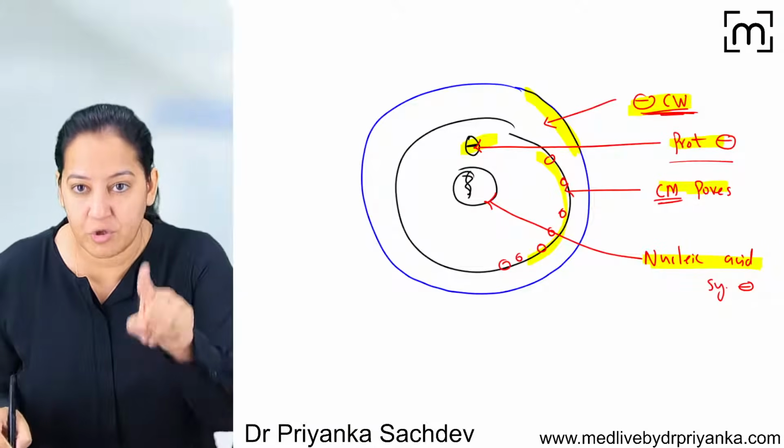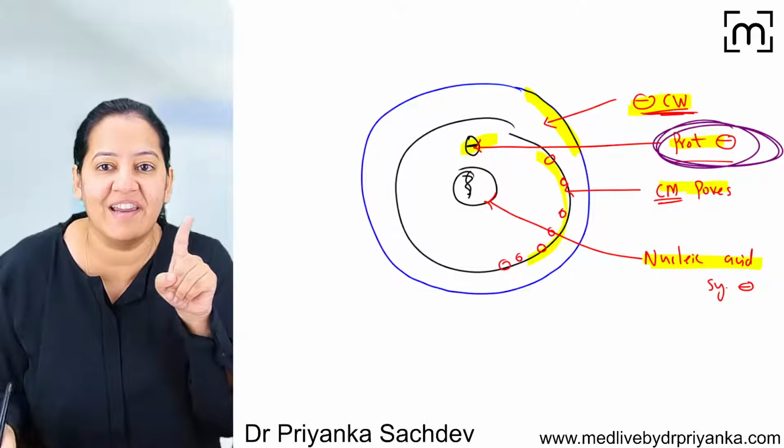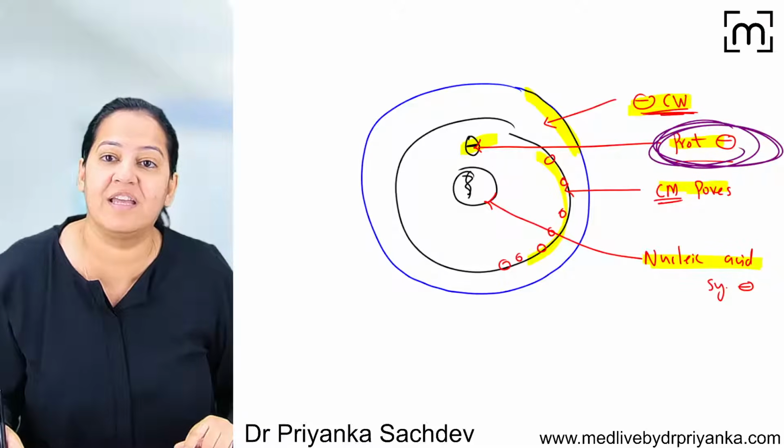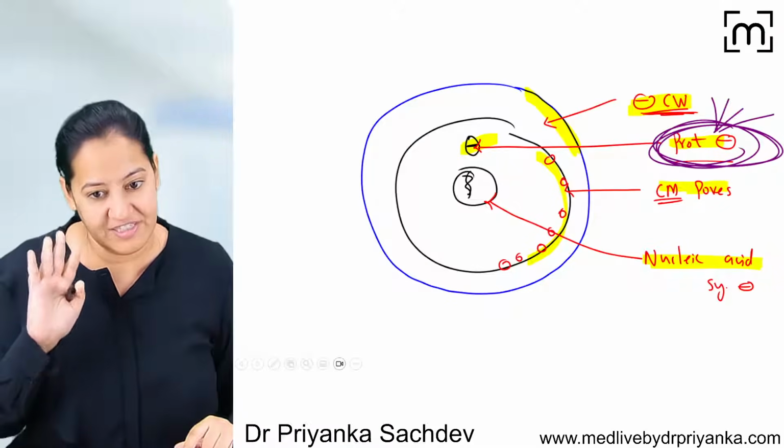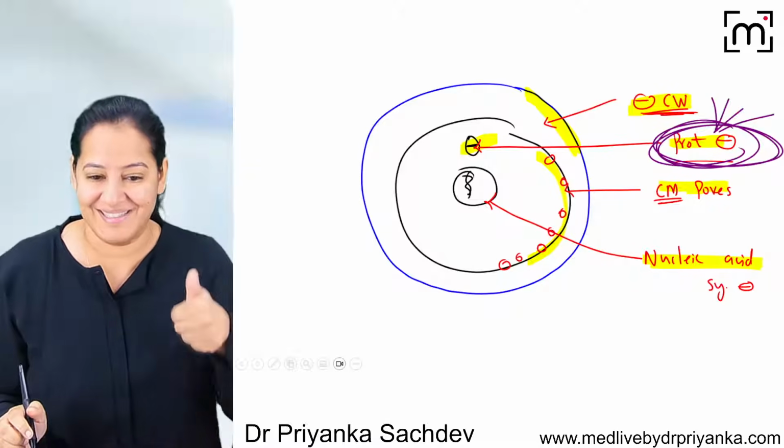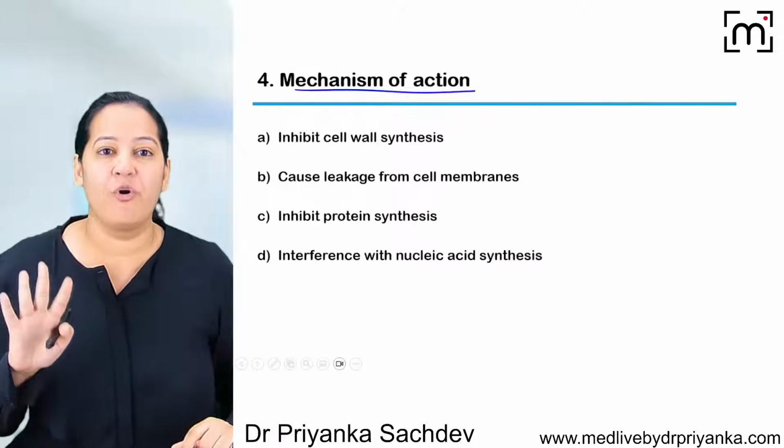Out of them, today I will teach you only one category, that is protein synthesis inhibitors. And here there are 4 main drugs that I will teach you in detail. Say yes if you all got it. Got it? So these are the 4 mechanisms.